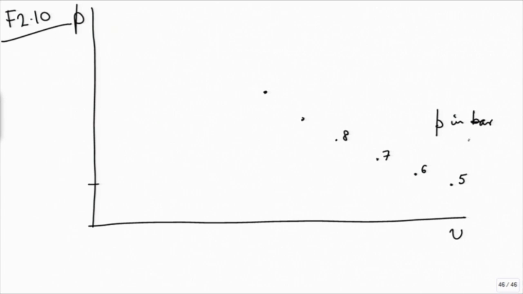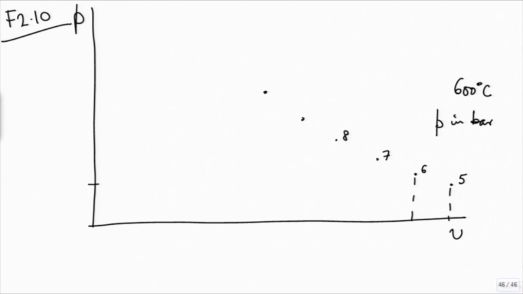Everything is at 600°C and we can determine these volumes. Here we are asked to use the trapezoidal rule. That means the area under this curve is approximated by joining these 2 points by a straight line.